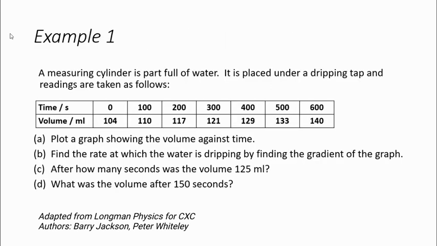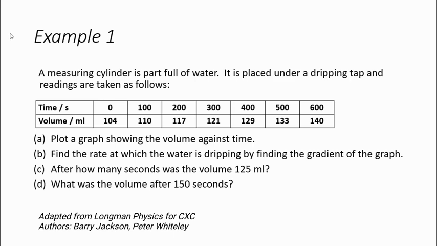So here's the first example. A measuring cylinder is part full of water. It is placed under a dripping tap and readings are taken as follows. So we have readings of time in seconds and volume in milliliters. So over a period of 600 seconds, we see that the volume was measured at 100-second intervals.